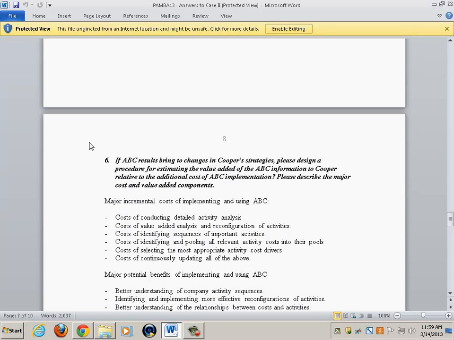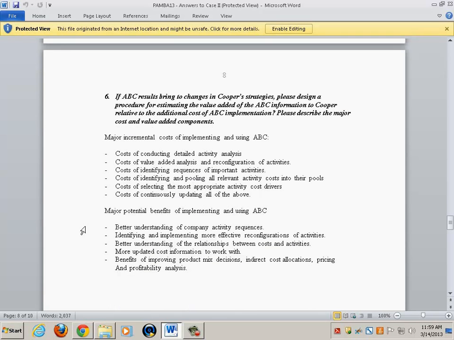simply have the information here, obviously it's a very difficult estimation, so all that you're asked to do is to identify cost categories and benefit categories. Well, the increment.